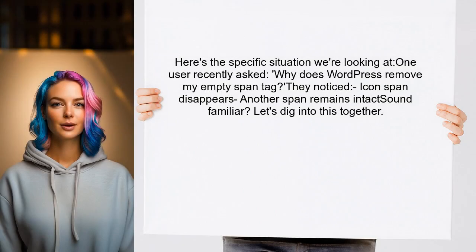Here's the specific situation we're looking at. One user recently asked, "Why does WordPress remove my empty span tag when I make changes in the visual editor?" They noticed that while the icon span disappears, another span remains intact. Sound familiar? Let's dig into this together and find a solution.